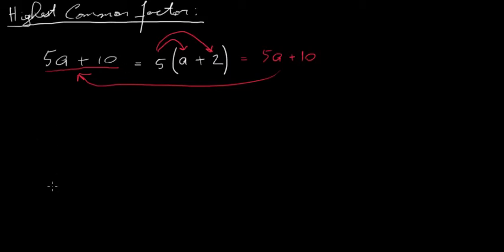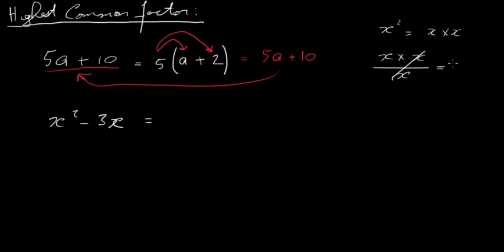Let's say x squared minus 3x. Let's have a look at this one, x squared minus 3x. Is there anything that will divide into both x squared and 3x? Well, if we take x squared, we've got an x here, we've got an x here. We can divide x squared by x. So x squared is just x times x. We can divide x times x by x, that'll cancel and we'll just get x. So x does divide into x squared.